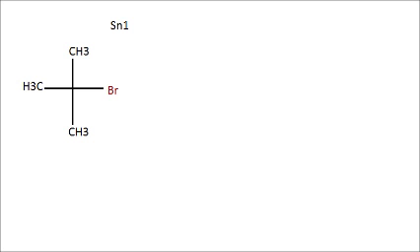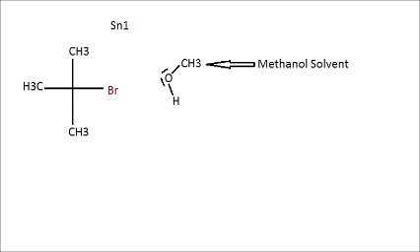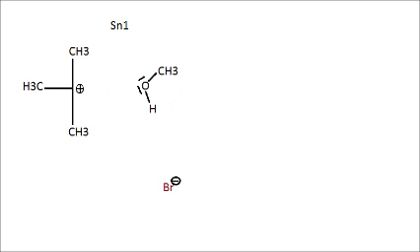Remember, they use tertiary substrates. The first step in an SN1 reaction is the kicking out of the leaving group, which in this case is going to be a bromide ion. So we have our solvent, methanol. The bromine is going to get kicked off by heat or some other sort of electromagnetic radiation, generating a carbocation at the tertiary position, which is very stable, and a bromide anion.